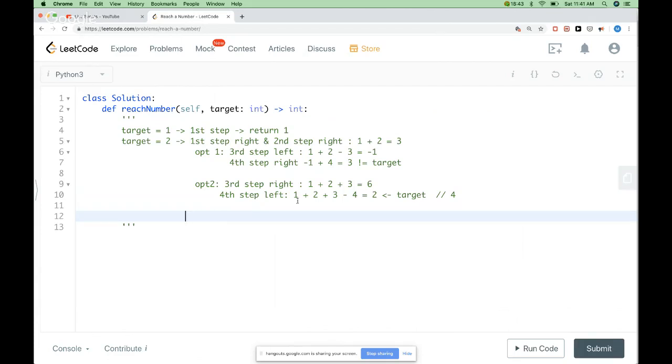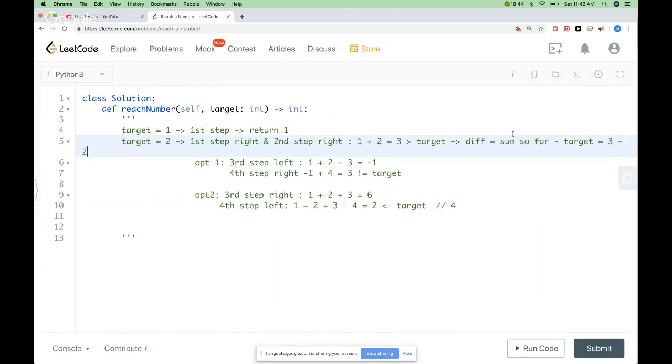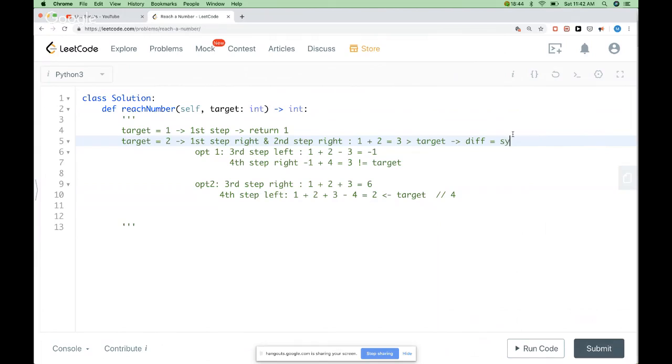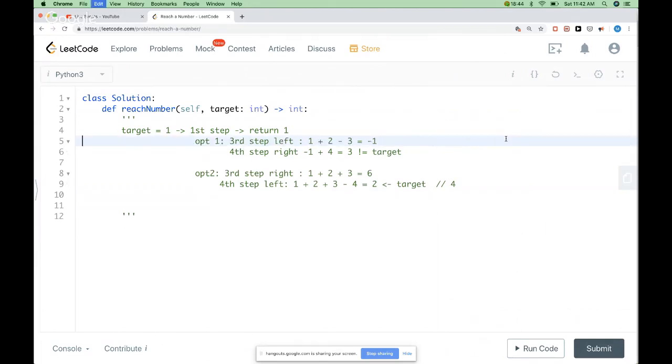So what's the pattern here? The pattern here is that if the value is bigger than target, which is the case here, then what we can do is take the diff to be equal to the sum so far, minus target, which in this case will give us 3 minus 2.